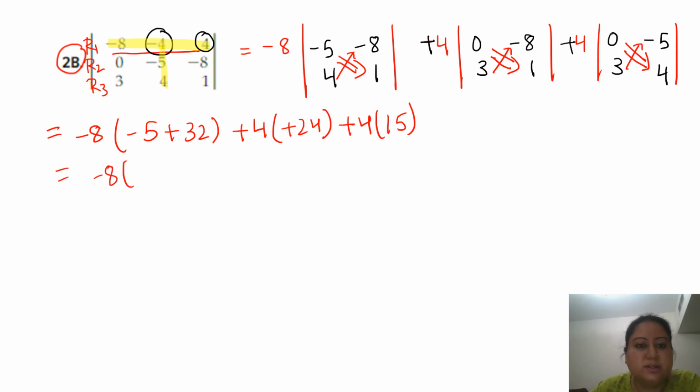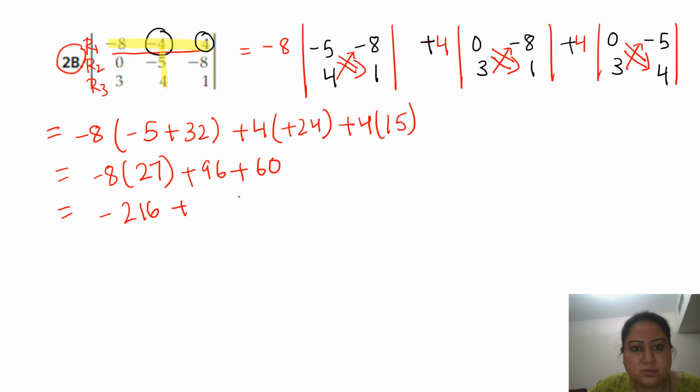Okay, so what is this? Negative 8, 32 minus 5. So this is 27, and 4 with 24 gives you 96. Plus this is 60. So let's simplify now. So first we have here 27 multiplied with 8, so that's your negative 216, and then you just add these two, 96 plus 60 is 156.